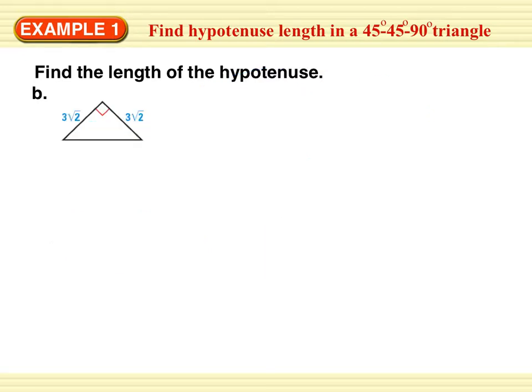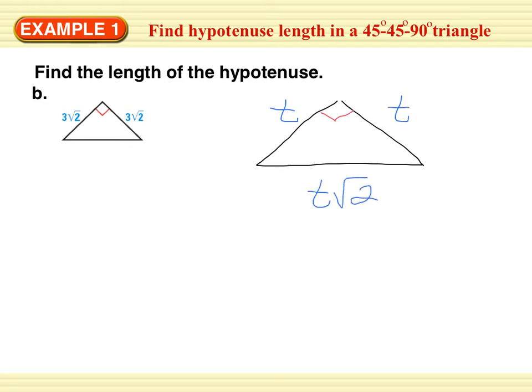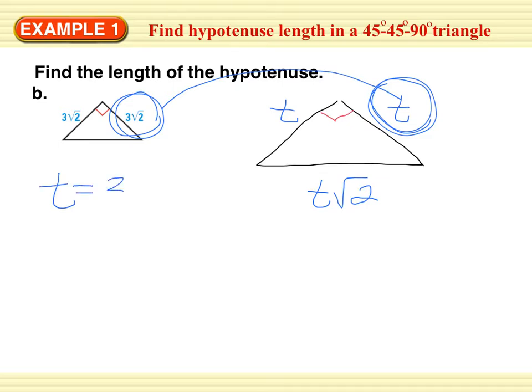Try another one. You'll think I'm silly, but I do this when I'm doing my homework too. I have this drawn at the top of my page. T, t square roots of 2. Okay, this matches up with that. It's in the same spot as my skeleton. So we say t equals 3 square roots of 2. The hypotenuse is t square roots of 2.